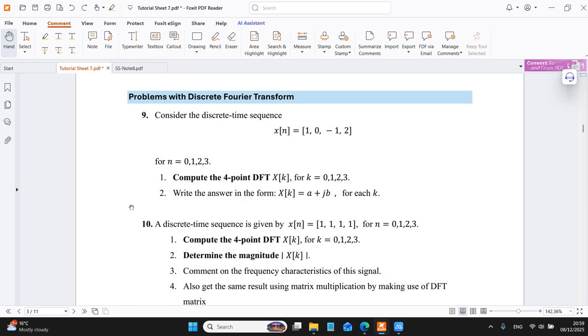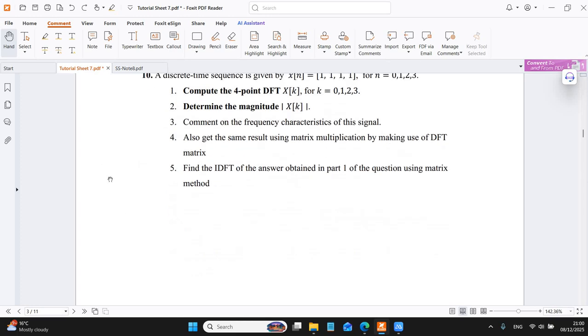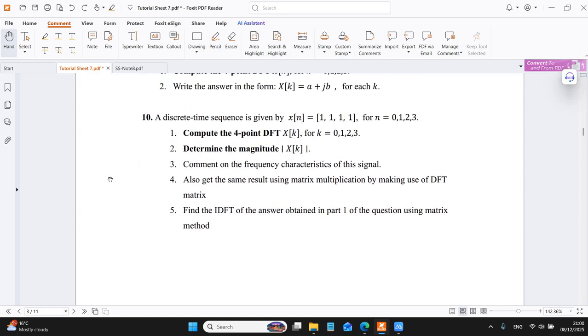Okay, the next problem is, so the problem number 9 is finished. The next problem is the problem number 10. Okay, and it is given x of n is equal to 1 1 1 1. This is my signal. Okay, so we want to find the 4-point DFT.